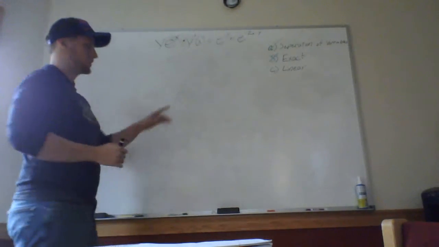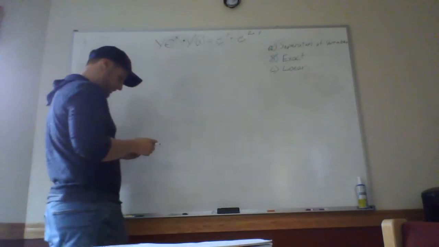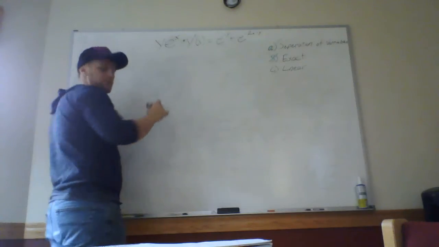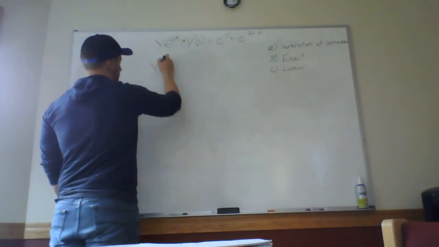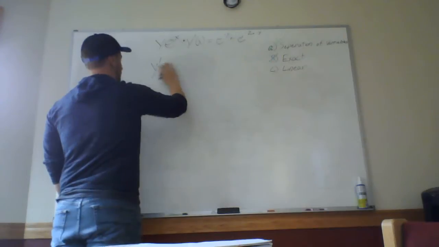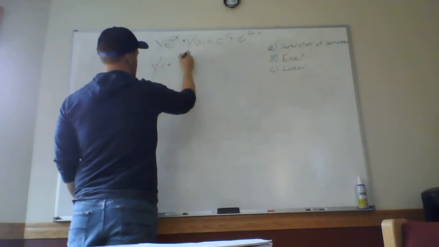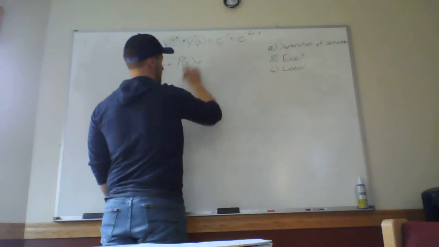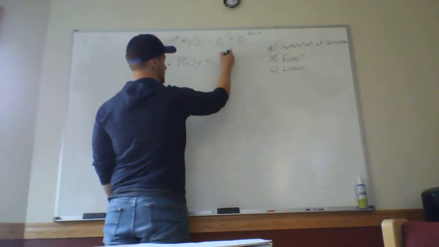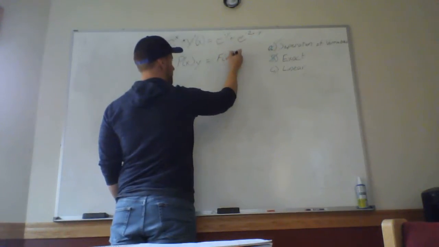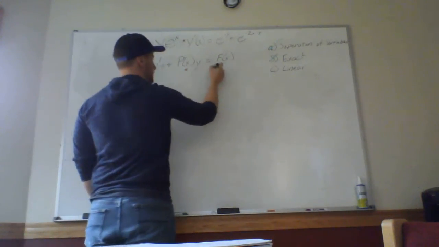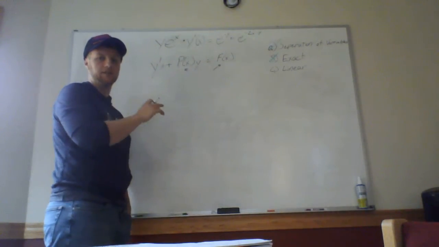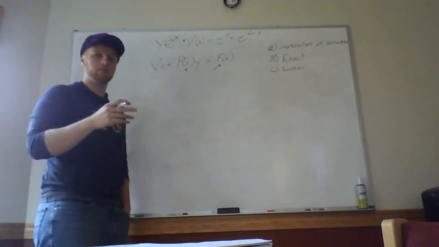Next off, we're going to test if it's a linear function. In order for it to be a linear function, it has to follow the rules of y prime plus a function p of x times y, the original function, is equal to another function f of x. Now, the p of x and the f of x have to be free of the dependent variable.